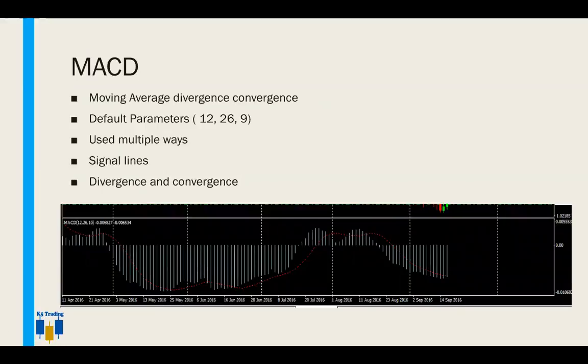MACD is another indicator: moving average convergence divergence. That's what it's called. This calculation is very, very simple. You can see up here those histograms. These bars are the difference of two moving averages, 12 and 26. When you draw the two moving averages, 12 and 26, the gap or the distance between these two is represented by this bar.